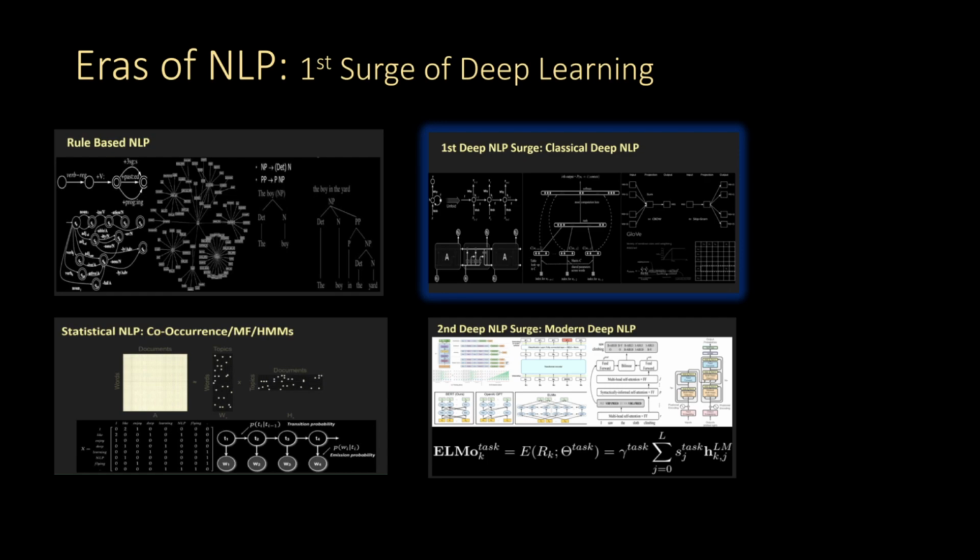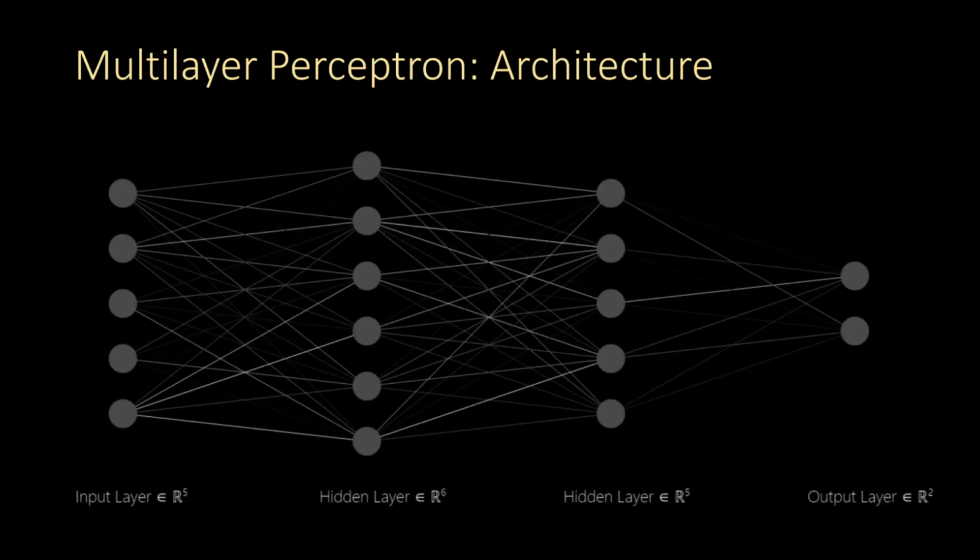Okay, now that we've covered the significance of machine learning, let's get back to the eras of NLP picture. Basically, aside from the rule-based era, everything else is using machine learning principles to some degree. Historically, statistical natural language processing occurred before the deep learning eras. But let's start talking about the first surge of deep learning. We'll discuss statistical natural language processing in a separate video. All right, now let's talk about deep learning.